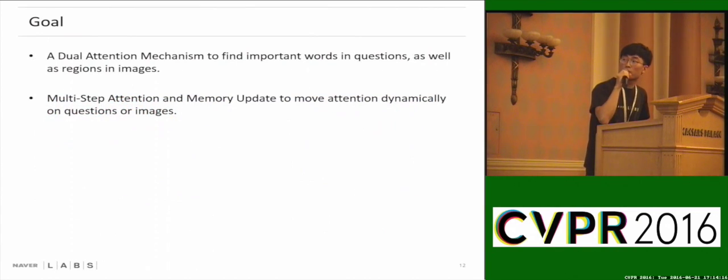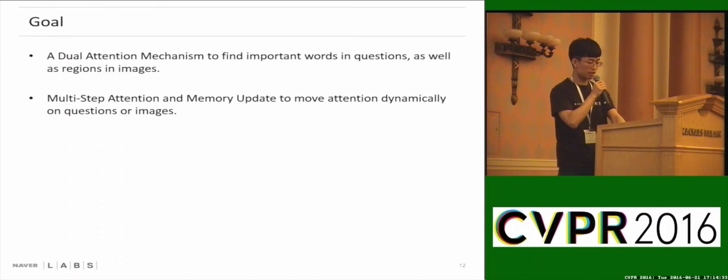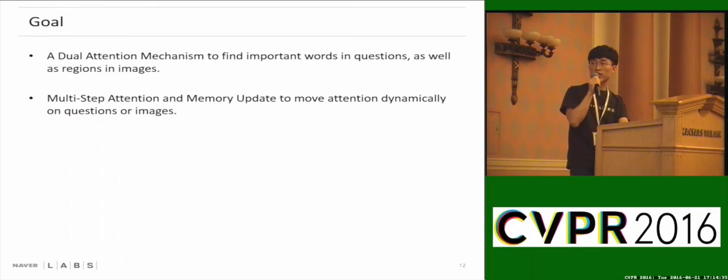Therefore, the goal of this work is twofold. The first goal is to build a dual attention mechanism to find the important words in the question as well as such regions in the image. The second one is multi-step attention and memory update to move attention dynamically on the question or the image.